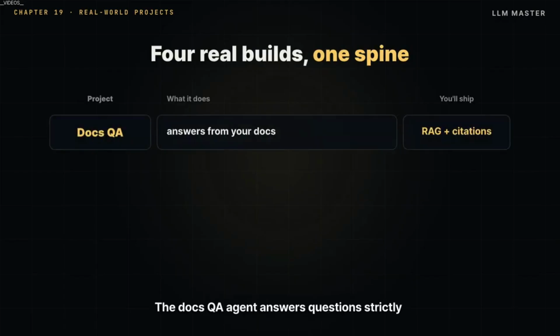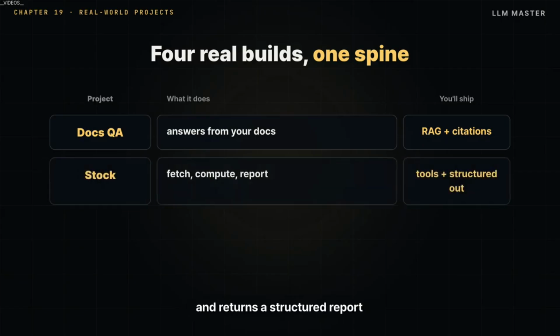The Docs QA agent answers questions strictly from your own documents, with citations, so people trust it. The stock agent fetches market data, computes the numbers in real code, and returns a structured report. The news pipeline runs on a schedule, dedupes the flood of articles, and delivers a clean digest without spamming you.